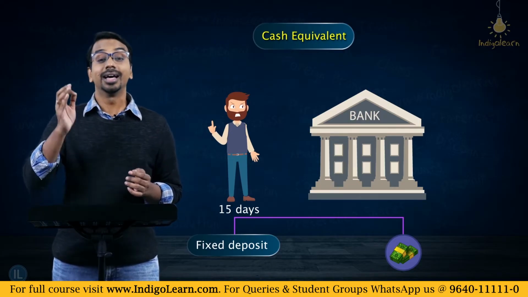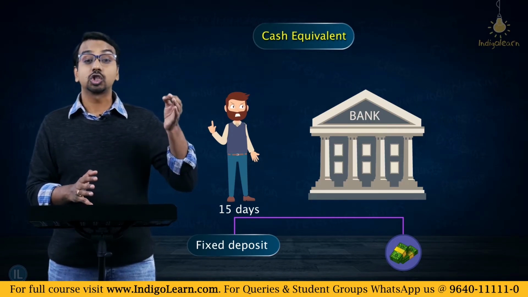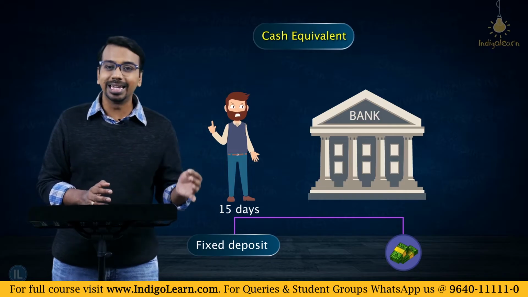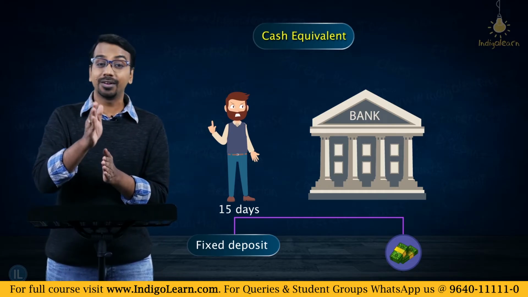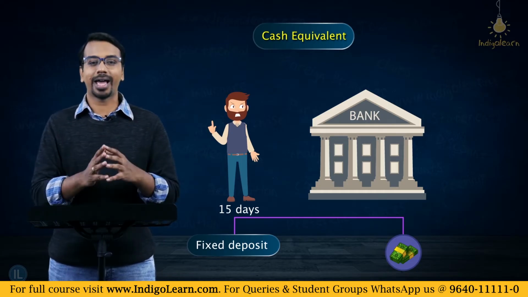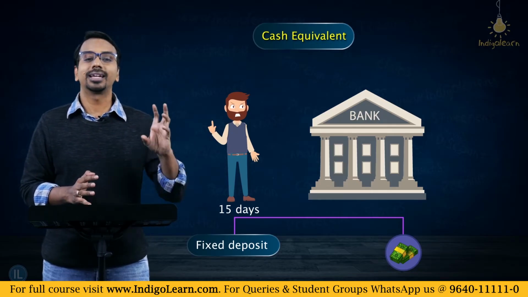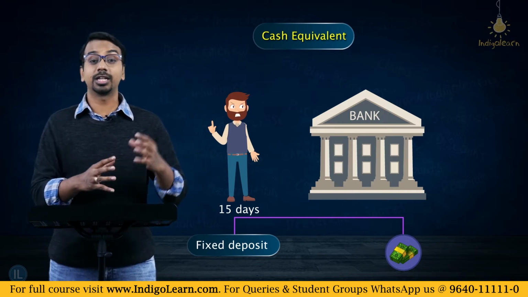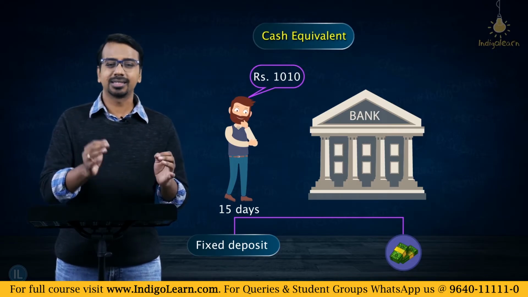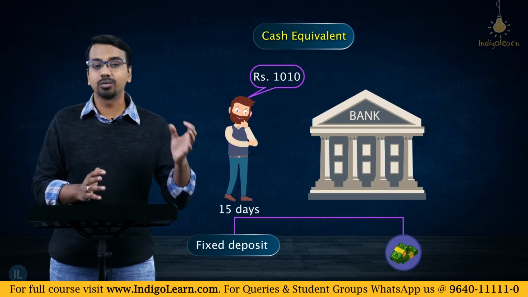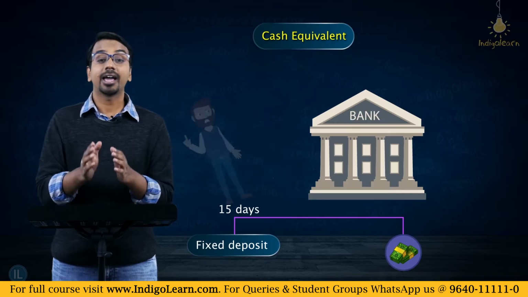The chances of that are remote, they are very insignificant. So such investments which are short term in nature, which are highly liquid, which can be converted into known amount of cash. So today you know that this investment will fetch a specific amount of cash after a certain period, and there is an insignificant risk that the value of that investment will change. Means, let's say you have estimated that you will receive 1010 rupees after 15 days. There is a very less chance, there is an insignificant risk that 1010 will become something else. Such kind of investments are classified as cash equivalent.